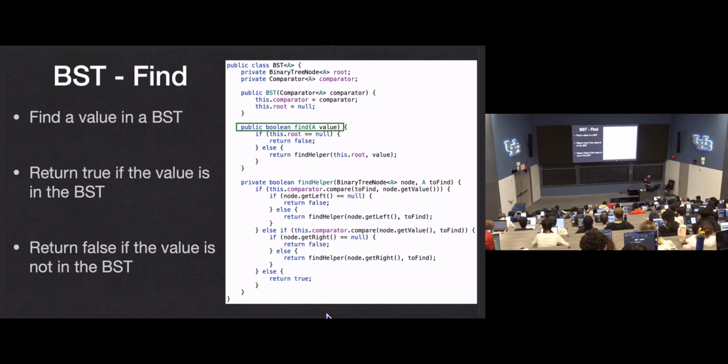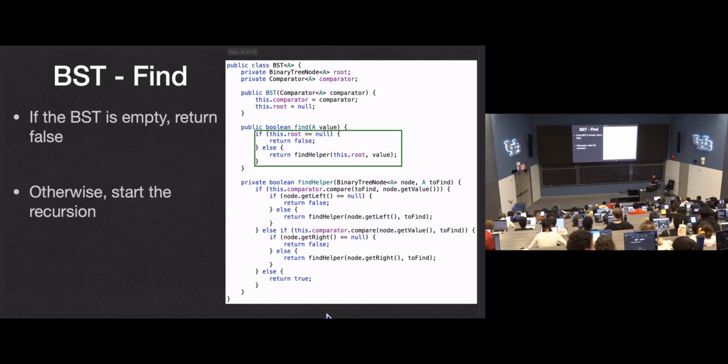Okay, let's do find. So with find, we are going to make an assumption. We are going to assume that the property of a BST does hold. And we're going to look for this value. If it's in there, we return true or false. True if it's in there, false if it's not. So first, if the tree is empty, it's not in there. Tree doesn't hold anything, nothing to look for, easy day, return false.